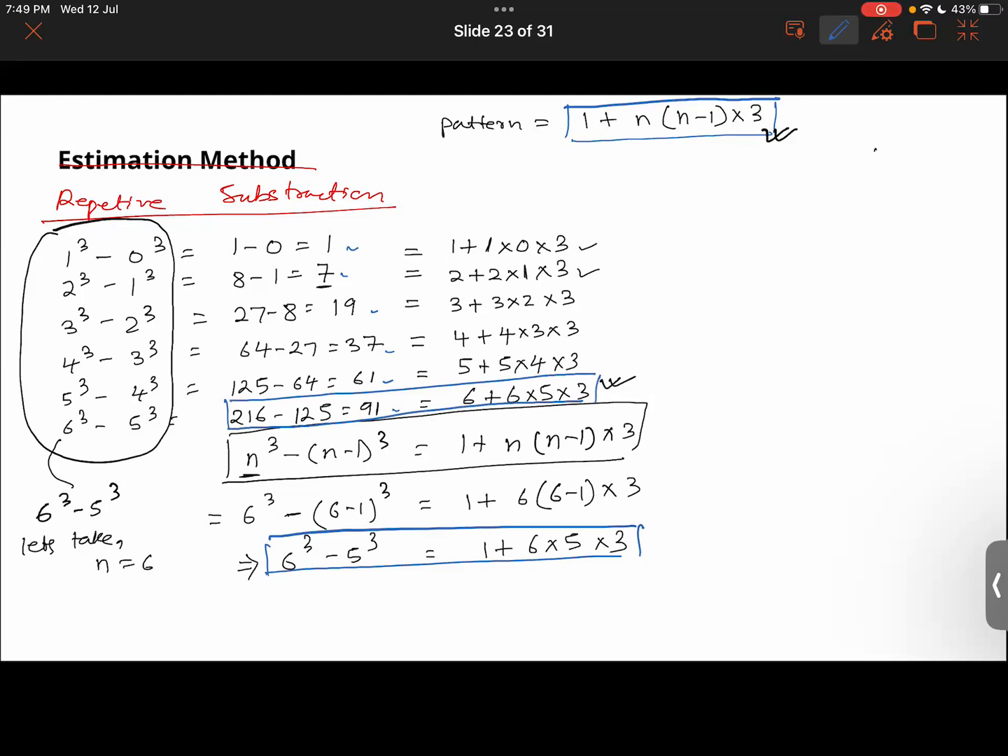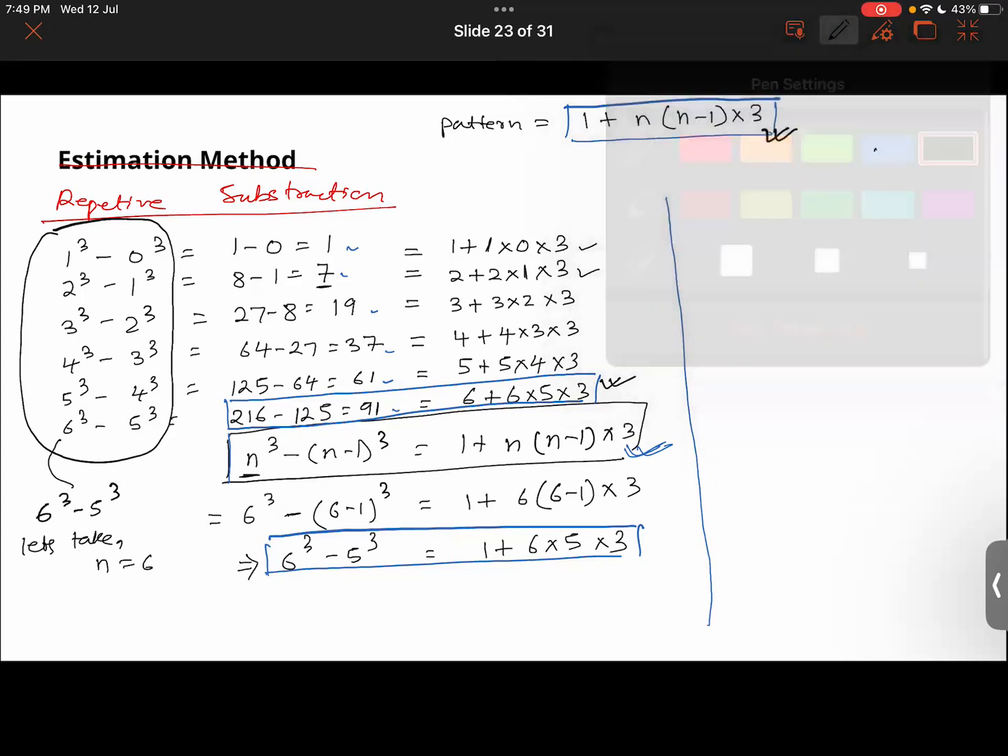Yes, sir. Yeah, so this shows that this pattern here is actually this one. This is the pattern these numbers are following. That is n cube minus n minus 1 whole cube equals 1 plus n into n minus 1 multiplied by 3. Arhan and Ahmed, did you guys get this one or not? Yes, sir. Or can I write it like this?